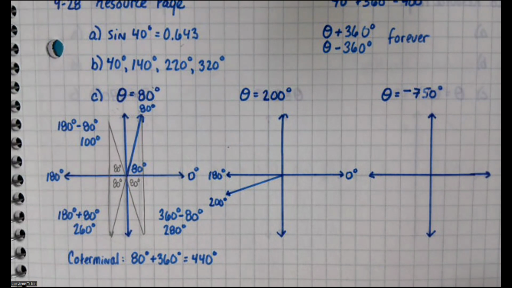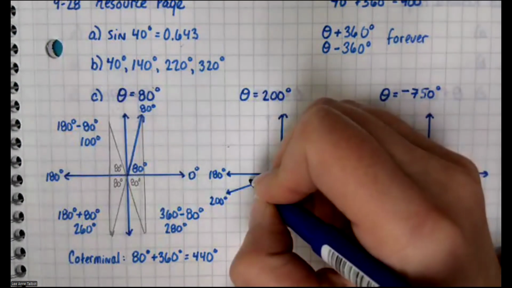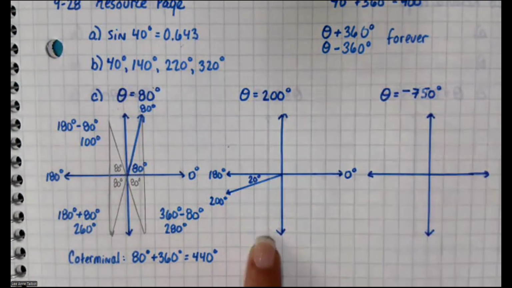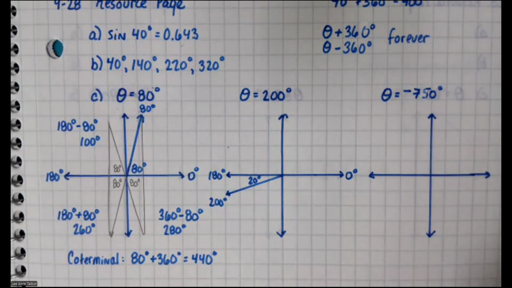Okay, here's the math that you need to do right now. This is the only part of the math that there is. You need to figure out what the angle is here. What's the reference angle? 20. Because 20 is the difference between 200 and 180. So in this problem, 20 is the reference angle.